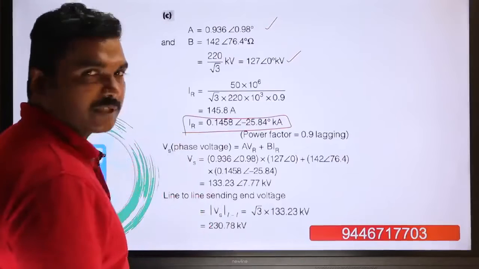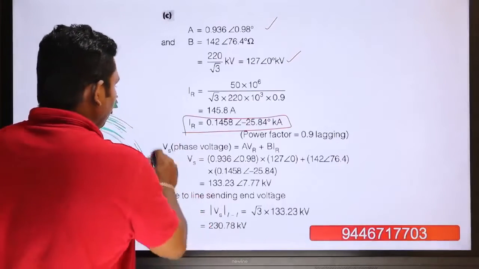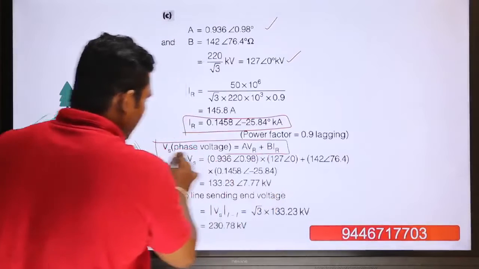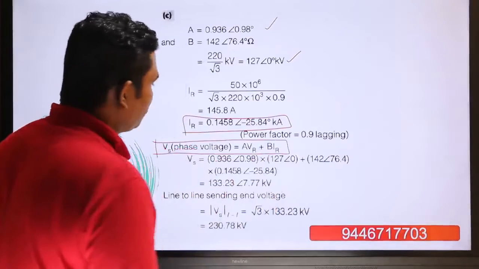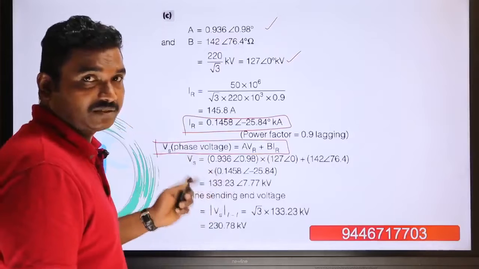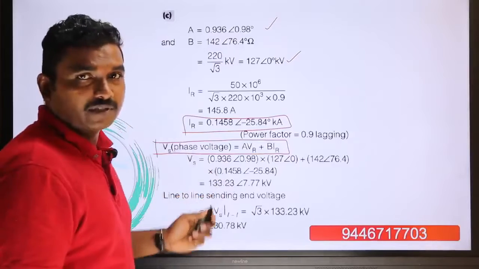So we have obtained the value of the current I_R. And what is the expression for the sending end voltage? Sending end voltage V_S is equal to A V_R plus B I_R. So you have to remember all these things, my dear guys, else you will not be able to do this kind of a problem.